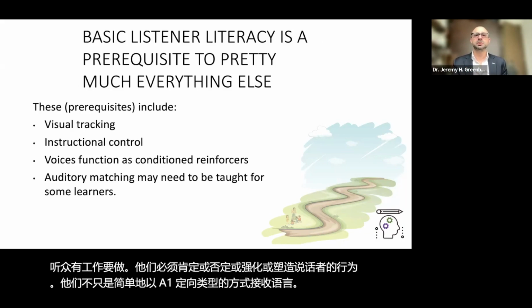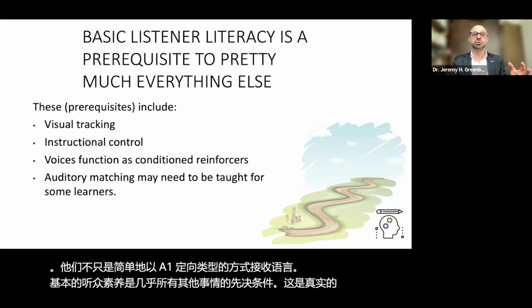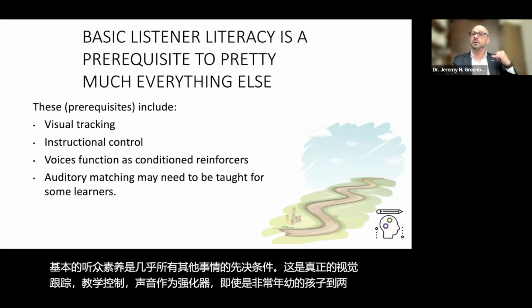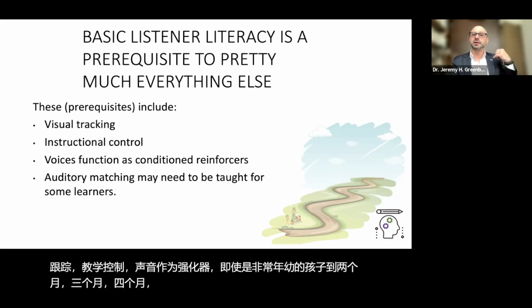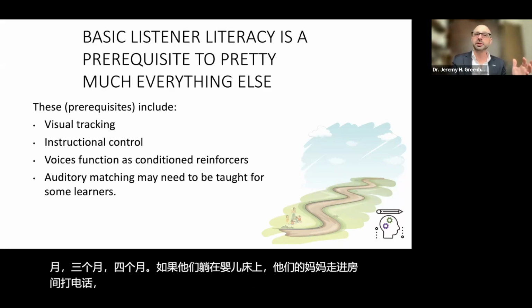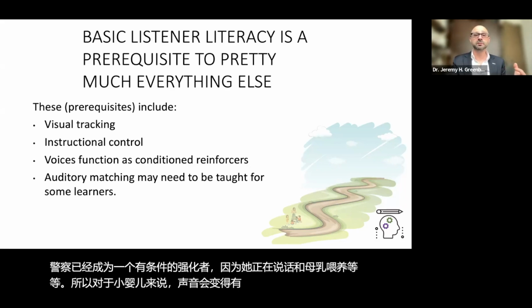Basic listener literacy is a prerequisite to pretty much everything else. This is true. Visual tracking, instructional control, voices conditioned as reinforcers. Even very young children, 2 months, 3 months, 4 months, if they're laying down in their crib and their mom walks into the room talking on the phone, they will look and orient towards the mother's voice, because the mother's voice has already become a conditioned reinforcer as she's talking and breastfeeding and all of that. So for little babies, voices become conditioned as reinforcers very early on.